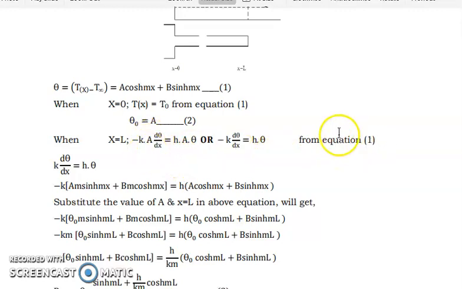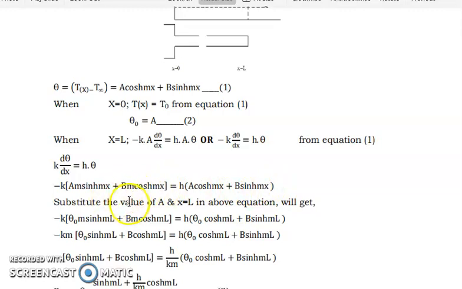From equation number 1, you can substitute. We have to differentiate this with respect to x, and only then can we apply this boundary condition, that is minus k dT by dx is equal to h theta. Next, minus k, differentiate this. We get A m sinh mx plus B m cosh mx. Directly substitute the value of dT by dx. This is equal to h as it is, and theta is equal to A cosh mx plus B sinh mx.